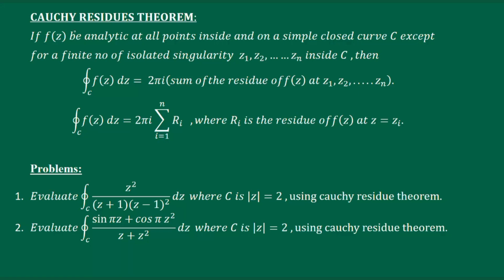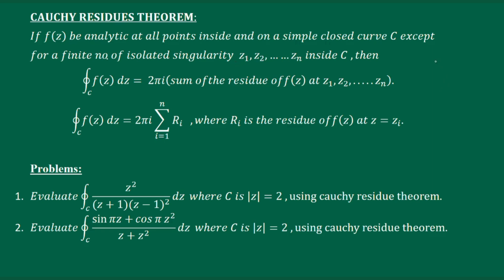Now let us see Cauchy residue theorem. The statement of this theorem is: if f of z is an analytic function at all points inside and on the simple closed curve C, except for a finite number of isolated singular points, that is z1, z2, etc., zn inside the closed curve C, then the integral over C of f of z dz is defined as 2 pi i times the sum of all residues at their poles. Here, an isolated singularity is otherwise called a pole.